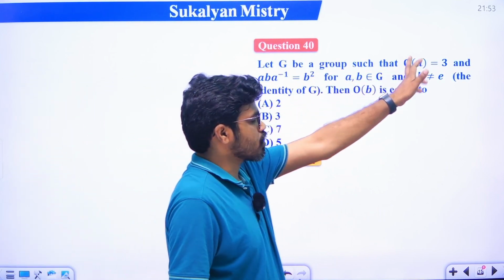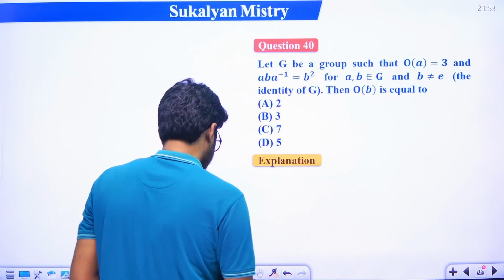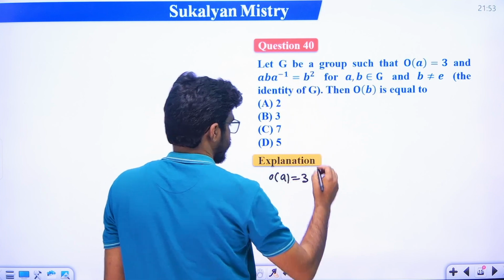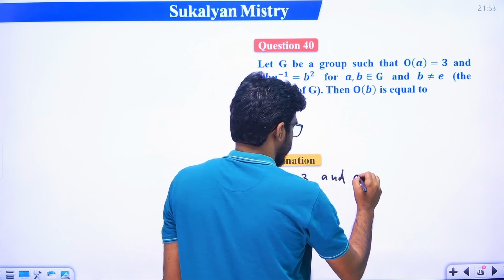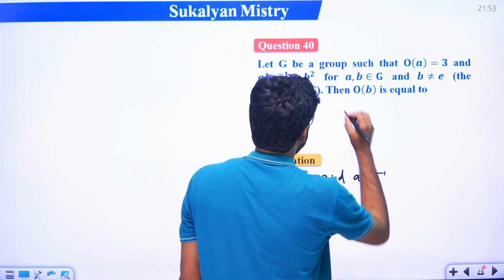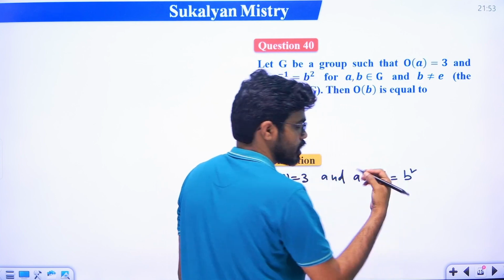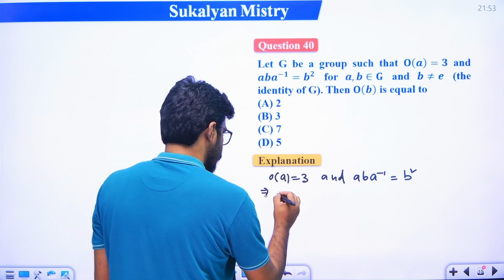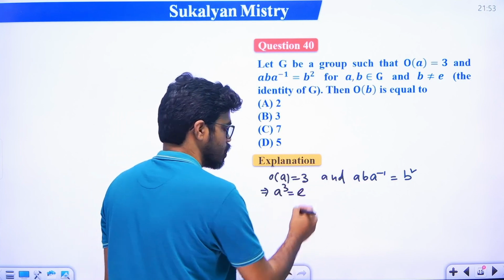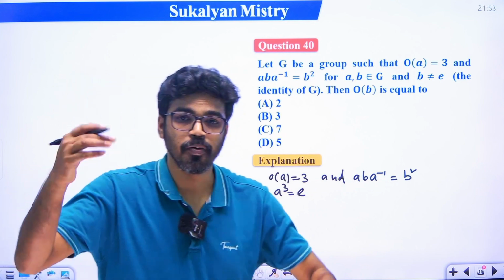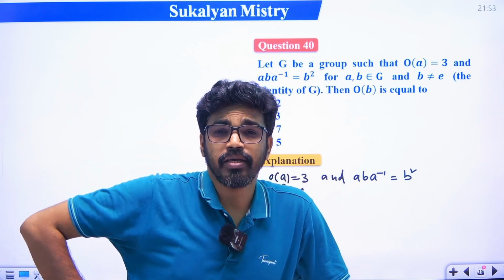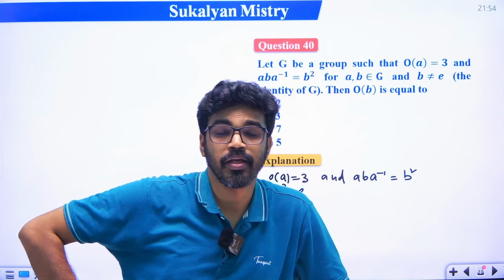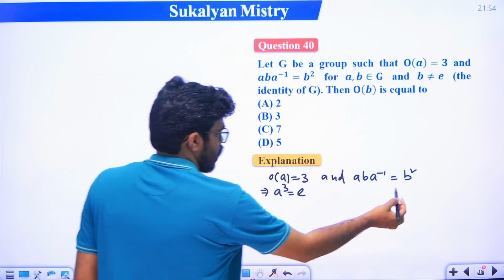It is given that order of A is 3, and A B A inverse is B squared. Just apply a short trick. Order of A is 3, that means A cubed is equal to E. We know this property: if A to the power m is equal to E and A B A inverse is equal to B to the power R, then order of B will be R to the power m minus 1, right? This is R.